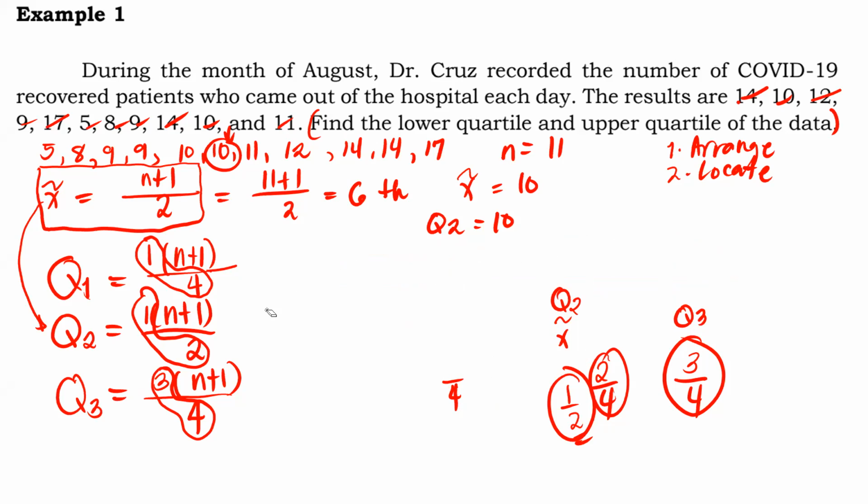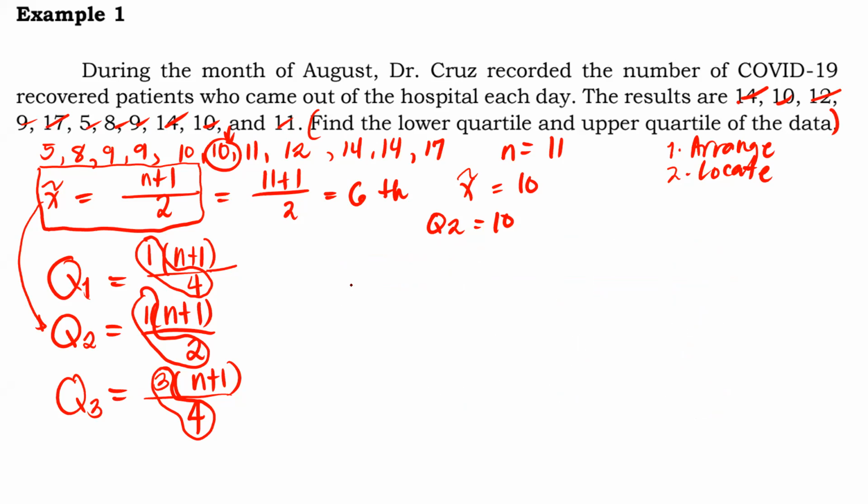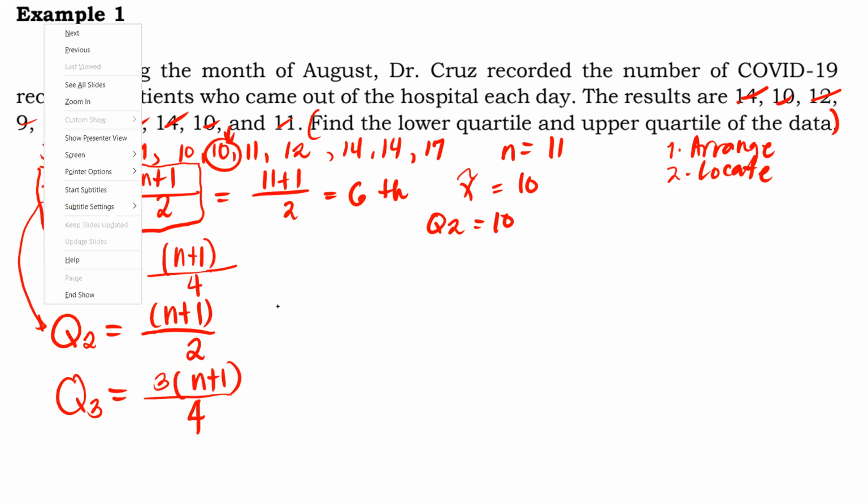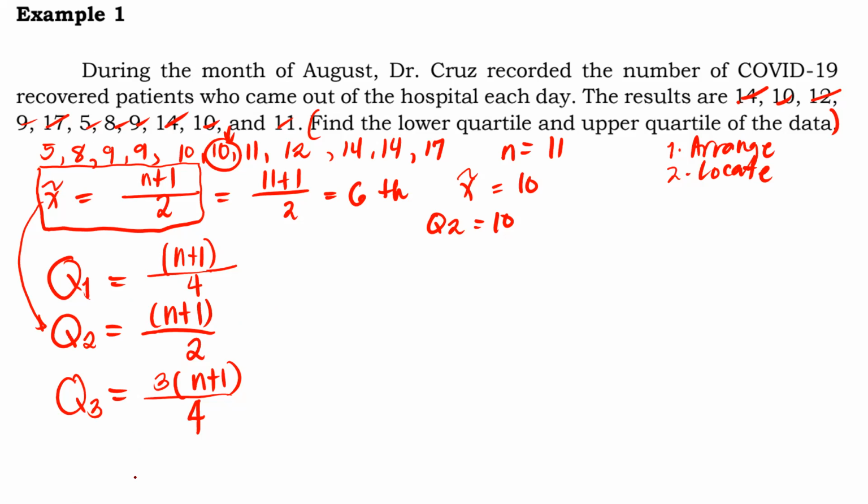Okay? Is that understood? That is what you need to remember when it comes to quartiles: how many parts the data is divided into, and which data you are looking for. Is it quartile 1? Quartile 2? 3? Okay? That is our formula. This is 1/4, this is 1/2, and this is 3/4. Using this, we can easily find the first quartile and the second quartile. We still have to arrange, allocate, and then determine.